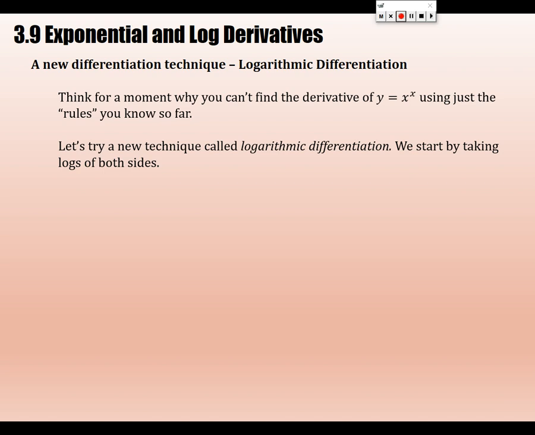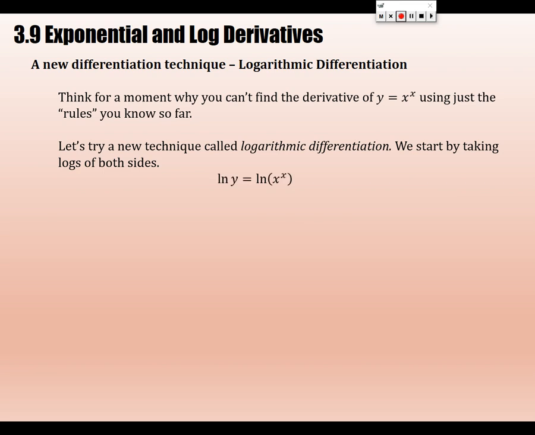Let's just make sure we're clear. Notice that it can't fall to the power rule because it's not of the form x to a constant, is it? It also won't fall to our a to the x rule because it's not a constant raised to an x to the x power. So where does that leave us?